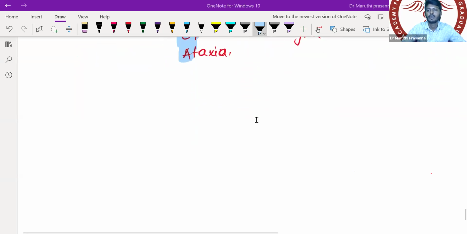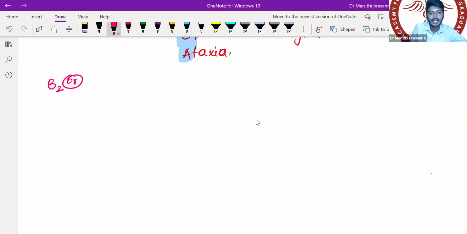Okay, let's continue. Let's go to the next one. Vitamin B2. B2 is also called riboflavin. Riboflavin is vitamin B2.